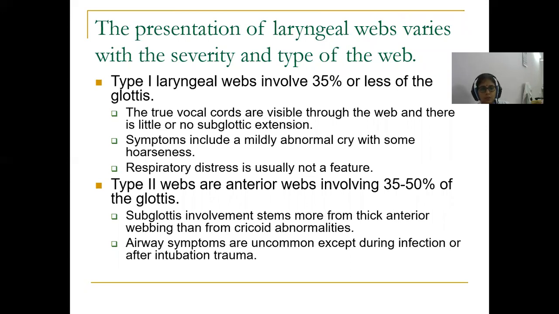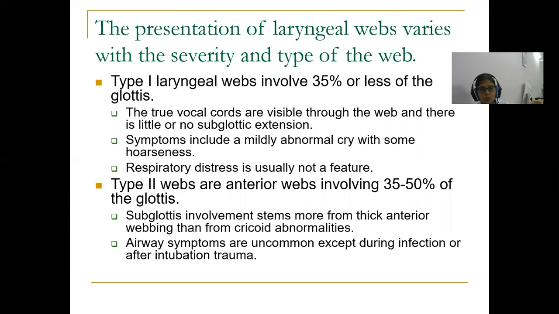Type 1 laryngeal webs involve 35% or less of the glottis. The true vocal cords are visible through the web, and there is little or no subglottic extension in type 1. Symptoms usually include a mild abnormal cry with some hoarseness. Respiratory distress is not usually a feature in type 1.